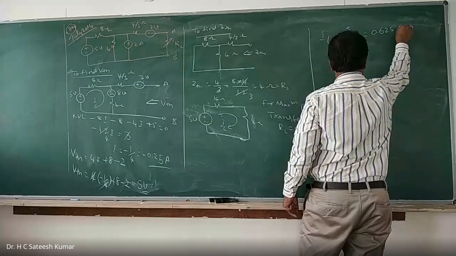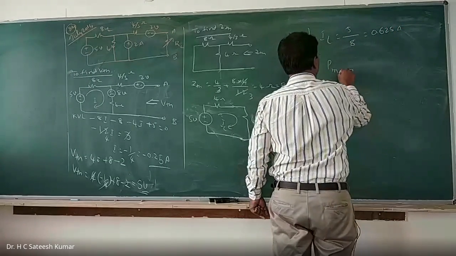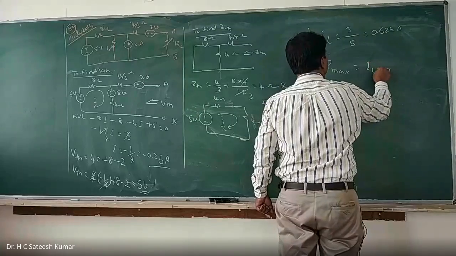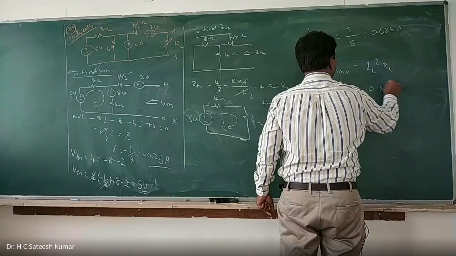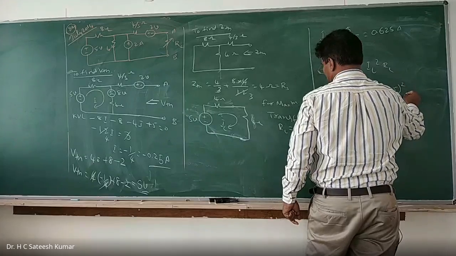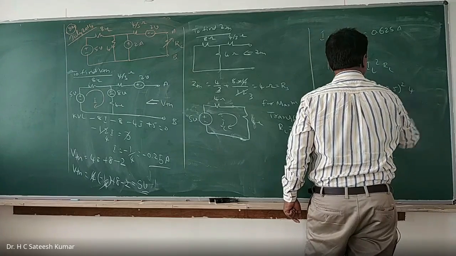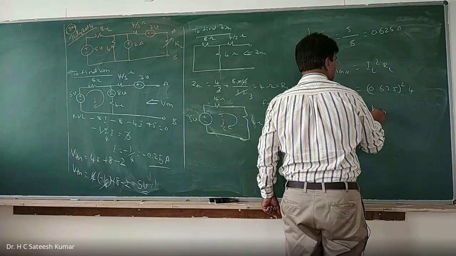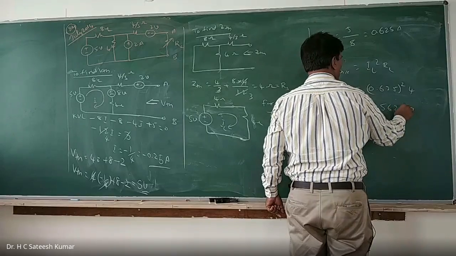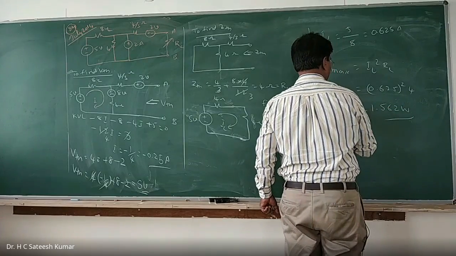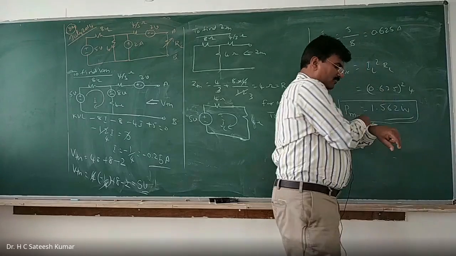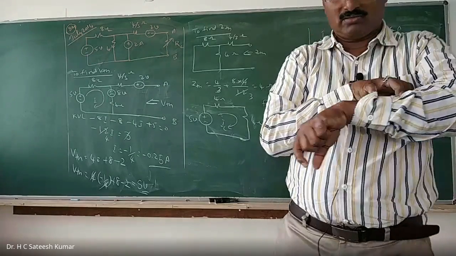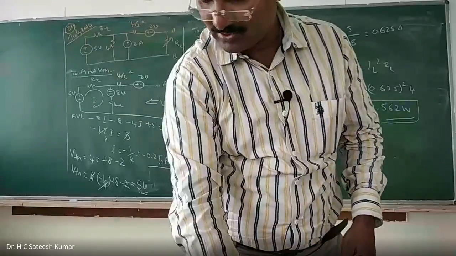0.625 amps. Pmax is equal to IL squared into RL. IL squared, 0.625 squared, into RL which is 4, is how much? It is equal to 1.562 watts, that is the Pmax, maximum power transfer. Okay, so that's about the rest. This kind of problems are concerned.